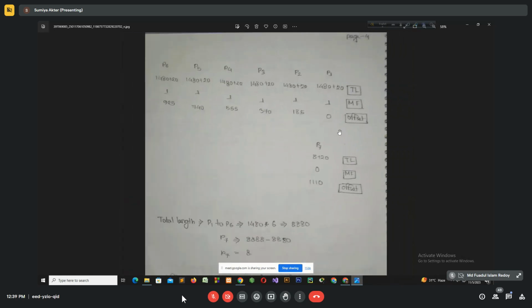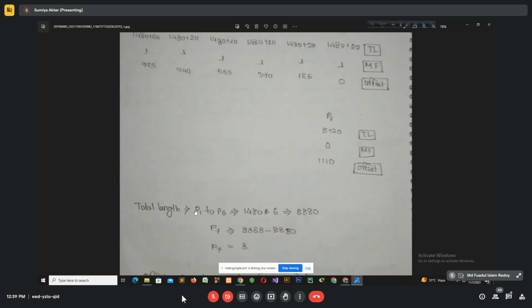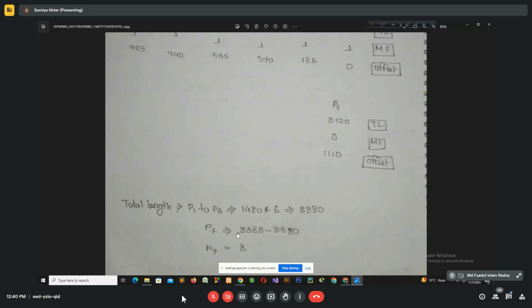So first of all, to find the total length, for P1 to P6 we multiply this 6 with the 1480, and we will get 8,880. Then from our data, 8,888, we will subtract this value, and we will get the total length for the P7 fragment. Did you understand this part?